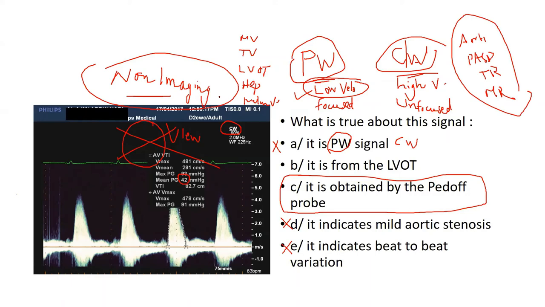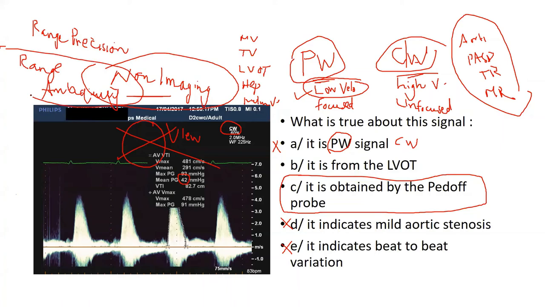The other thing is that PW has something called range precision. Precision from precise means accurate location of the range. While CW has something called range ambiguity. Ambiguity, it gets confused about the range. What does that mean? It means if you switch to PW and you get a velocity, you will know this velocity is coming from a certain location, a precise location. But if you switch to CW and you get high velocity, that velocity has range ambiguity. You will not know for sure from where this high velocity comes. It comes from anywhere along the interrogation path.